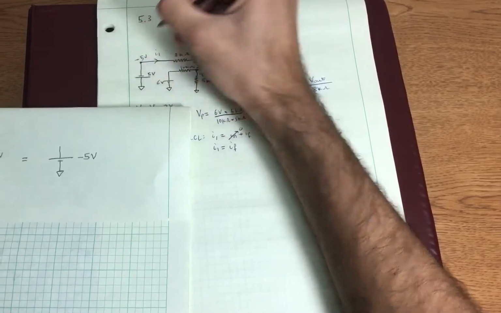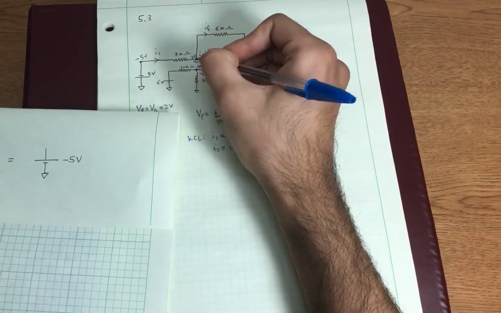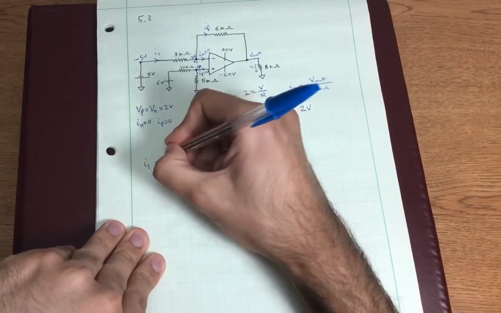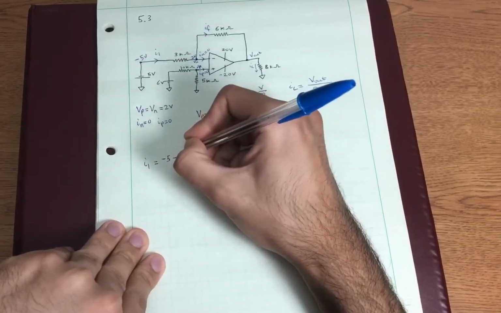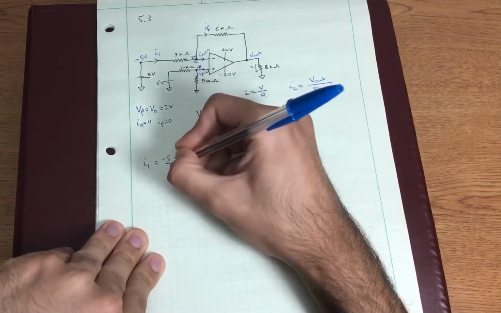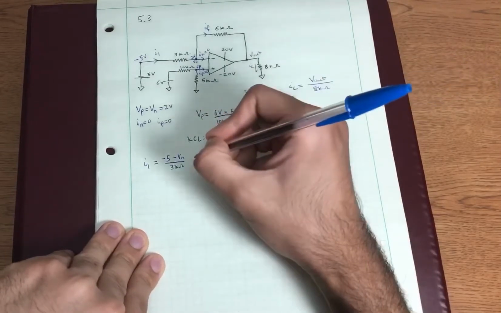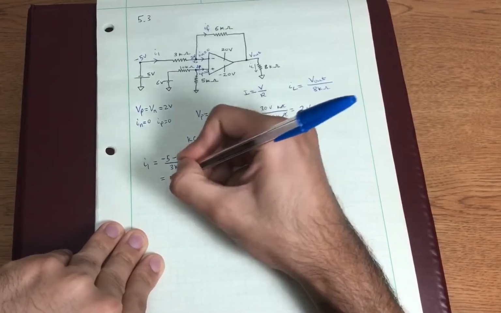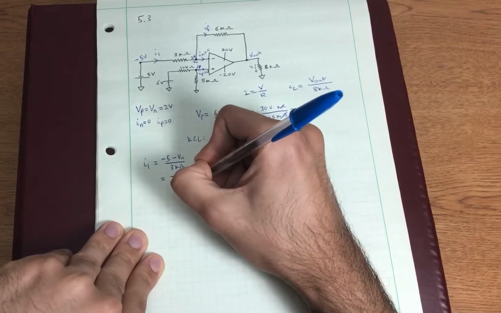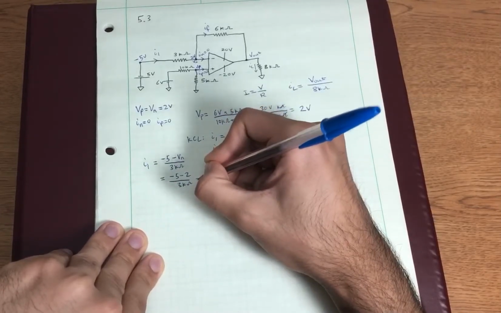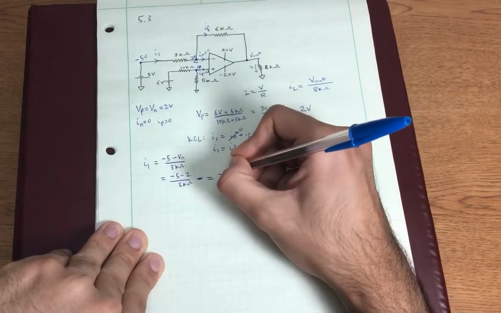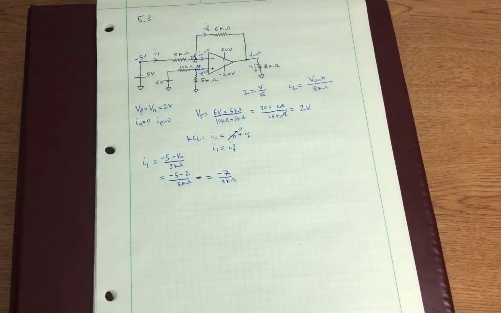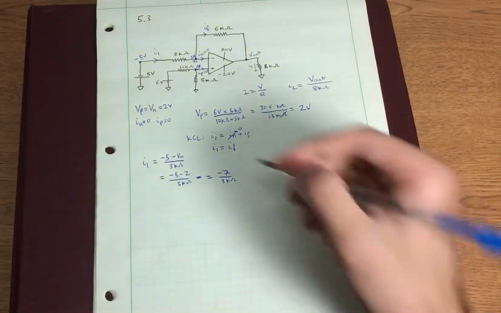And we know that we have our voltage Vn on this end. So we can calculate I1 is equal to negative 5 minus Vn over 3 kilo ohms, which is equal to negative 5 minus 2 over 3 kilo ohms, which is equal to negative 7 over 3 kilo ohms. So this is our I1. Now let's go about finding IF.